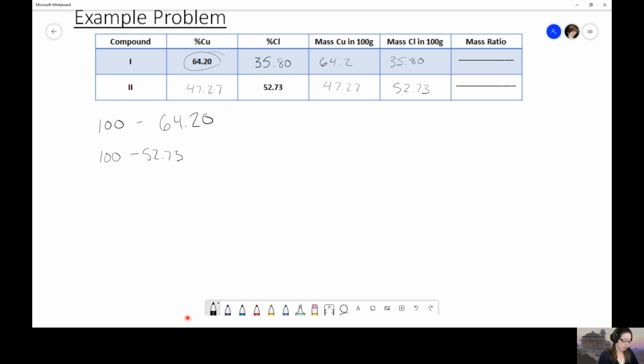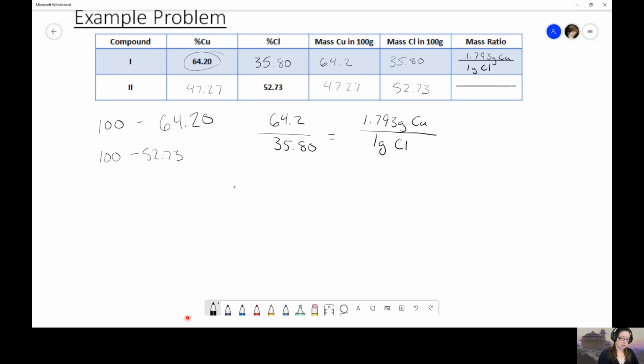And so your mass ratio is you're going to take your grams of Cu and divide it by your grams of Cl. Okay. So we're going to take our 64.2 and we're going to divide that by our 35.80. Okay. And that's going to give us a ratio of 1.793 grams of Cu to 1 gram of Cl, because we're trying to compare the Cu. So 1.793 grams of Cu, 1 gram Cl.